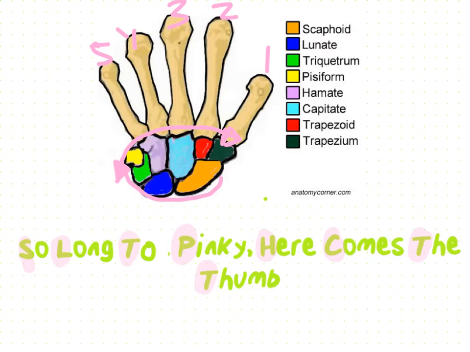Here, let me choose a different color. So then it goes to lunate and such, and lunate is the blue one right here, and it keeps on going. And then here is the hamate again in purple, and it keeps on going, and then it goes towards trapezoid, and then finally the trapezium, which is the thumb one right here. So that's what I mean by it's directional. So long to pinky, it takes a long time to get to the pinky, right? Because you have 1, 2, 3, 4. Oh, here comes the thumb. So then now you loop back and go towards the thumb.